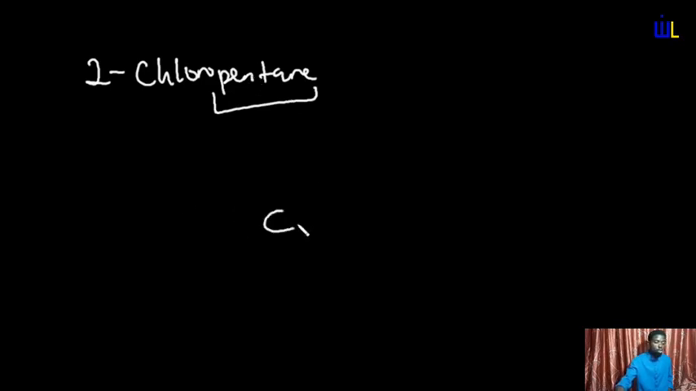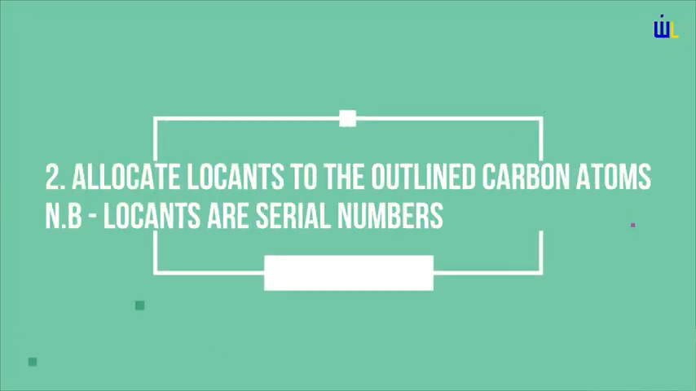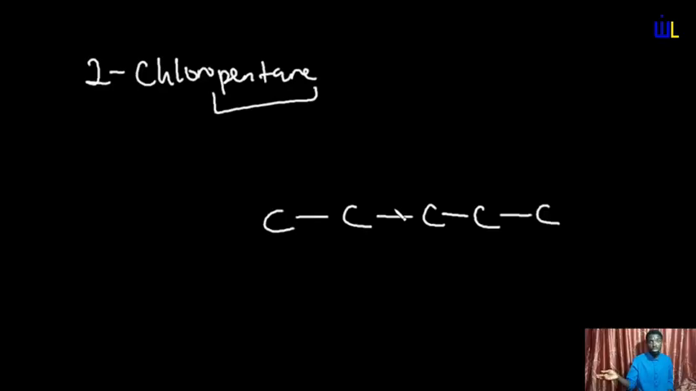So this is going to be 1, 2, 3, 4, and 5, and you're done. For the first rule, simply write out the number of carbon atoms in the parent name, and you have that as the first rule. We go to the next one. The second rule is to allocate locants to those carbon atoms written out. And what are locants? Locants are simply serial numbers, 1, 2, 3, 4. So let's allocate locants. You could start here or anywhere, it's your choice. I prefer to start from here, 1, 2, 3, 4, and 5. Very easy, right? Then we go to the third rule.